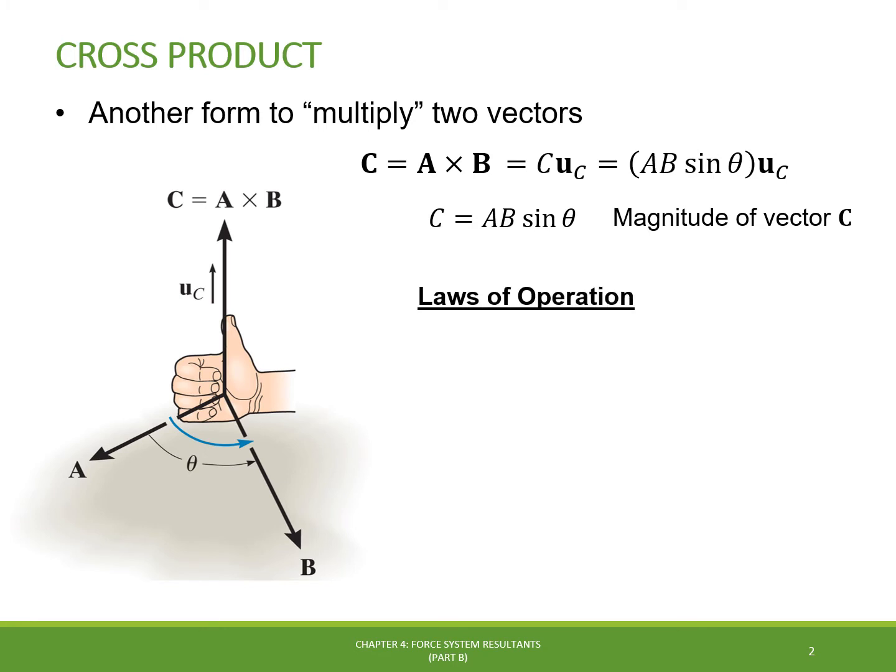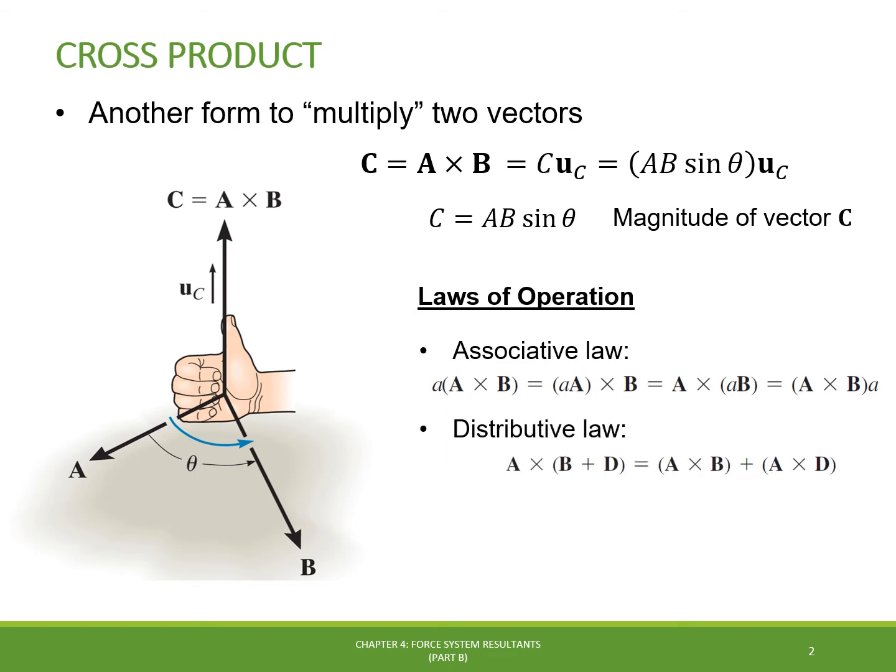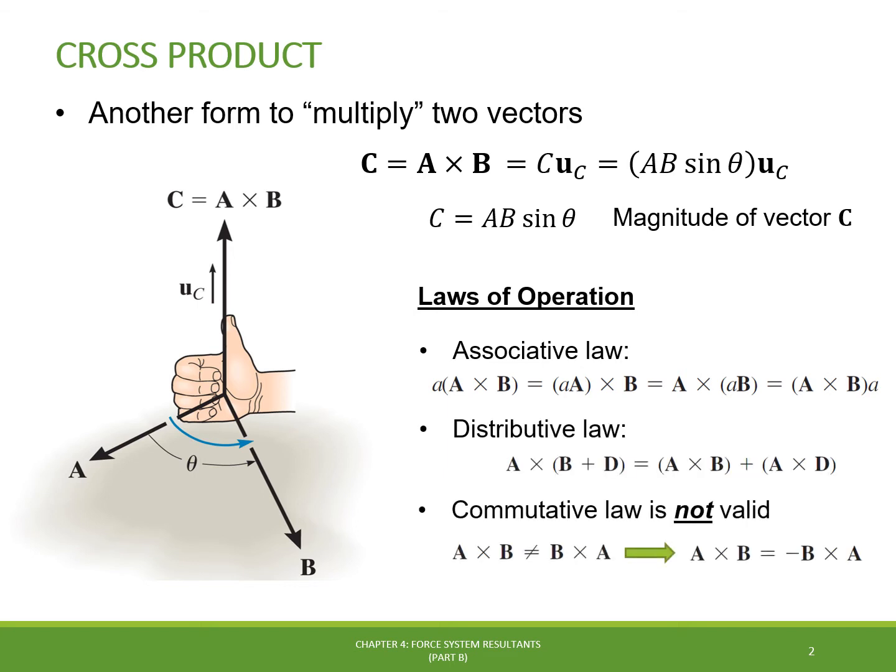Like the dot product, the cross product also follows the same laws of multiplication operations, such as the associative law and the distributive law. However, the commutative law is not valid, and we're going to see this in detail next.